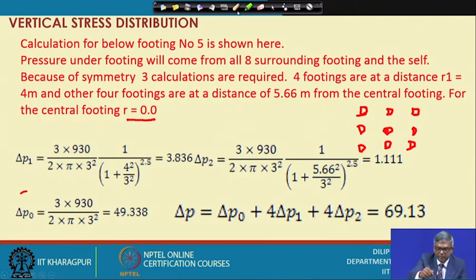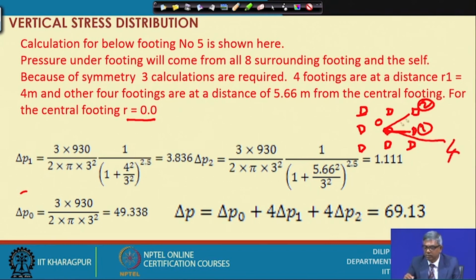I am taking 930, and this footing I am calling 1, and this one I am calling 2, and this one I am calling 0. In that case the distance to this will be 4, and the distance to this will be 4 root 2. So, del p 1 is 3 q by 2 pi z square at 3 meter depth, 1 by 1 plus 4 square by 3 square to the power 2.5. So, it will be 3.836.